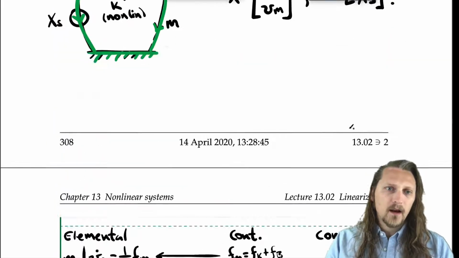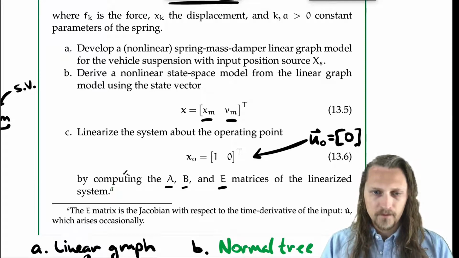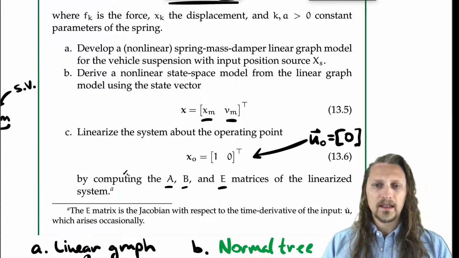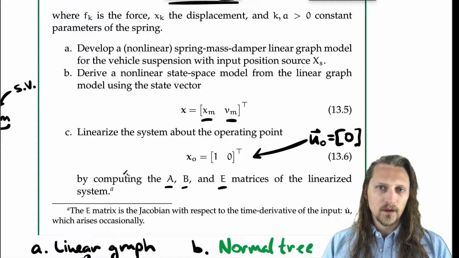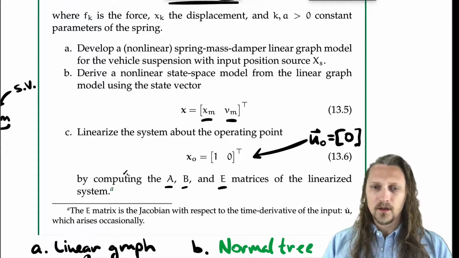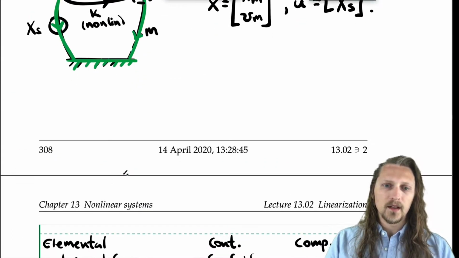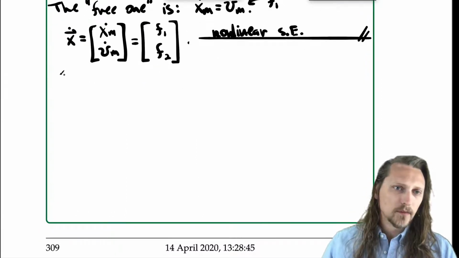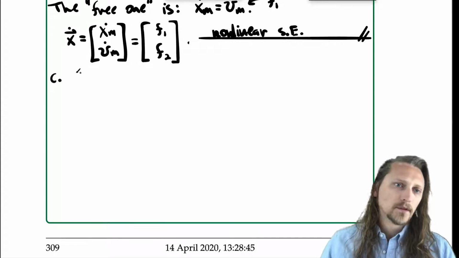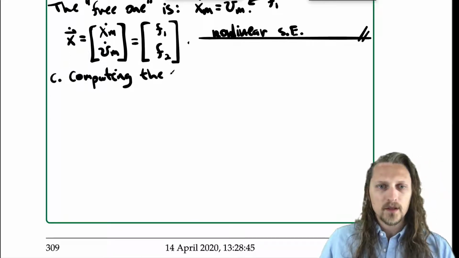And now we're going to linearize the system about this operating point. We need to compute the A, B, and E matrices. I already described what the E matrices are for you. So we'll just go forth and compute these then. So compute A, B, and E. So for part C, let's compute, computing the Jacobians.